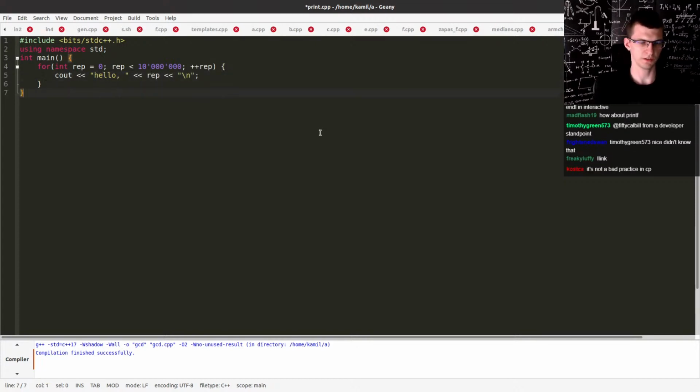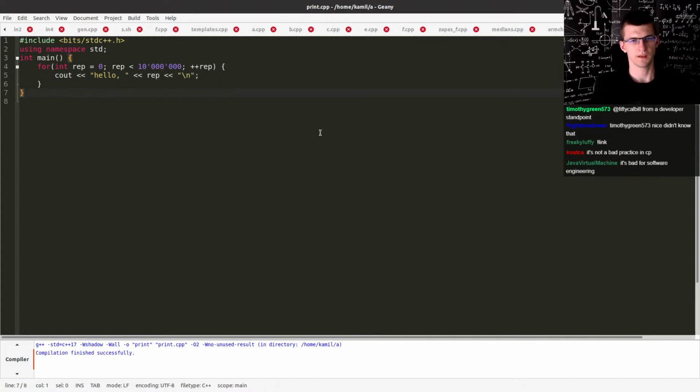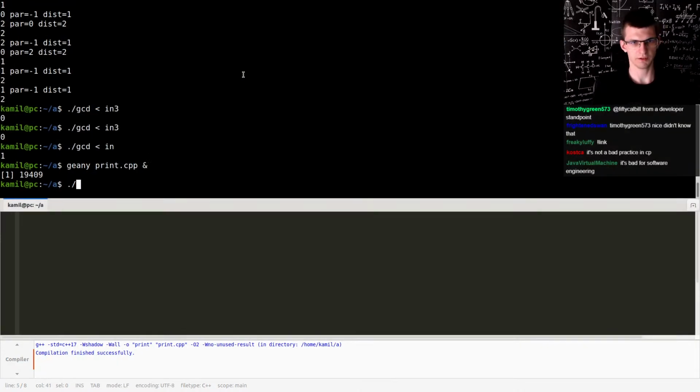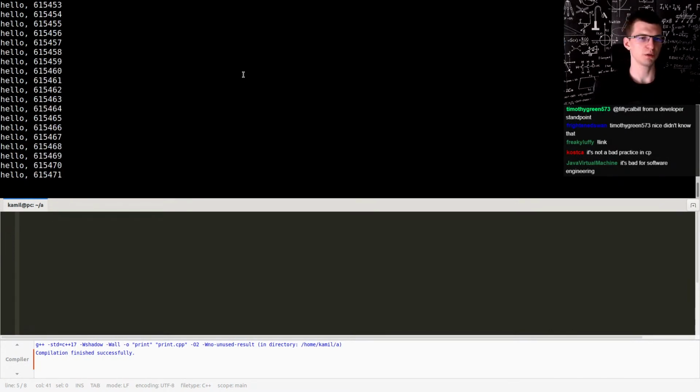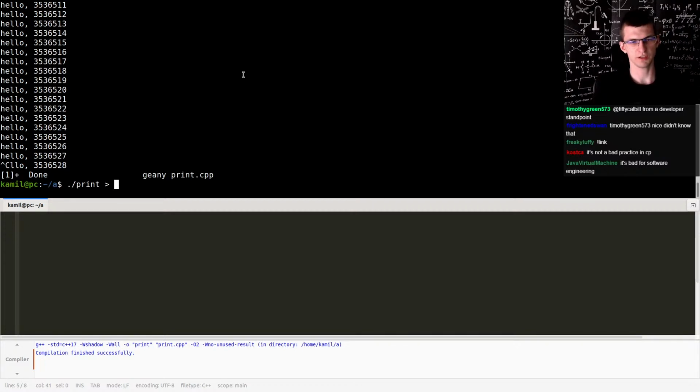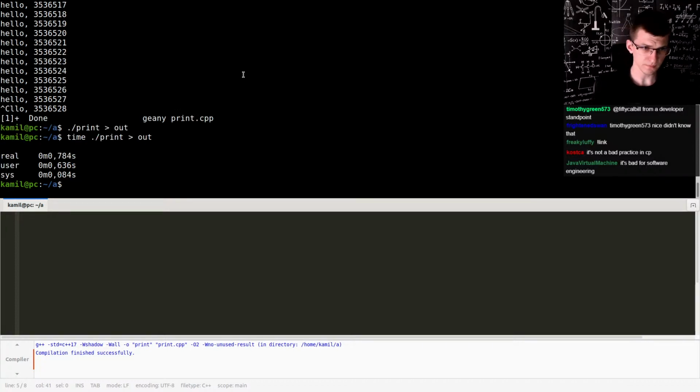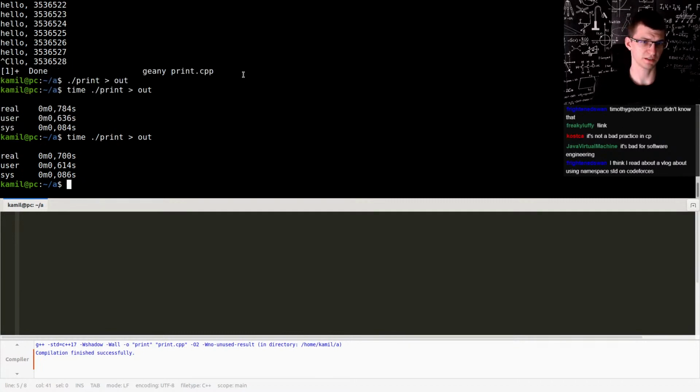Okay, let's measure the time of this. We will print 10 million lines and it will not be flushed because this is not ENDL. If I just run this, it will be very slow because it's actually printed to my screen, so that's much slower than running something with files. What I really want is to do this, let's say to some output file, and we can measure the time of that. This took 700 milliseconds.